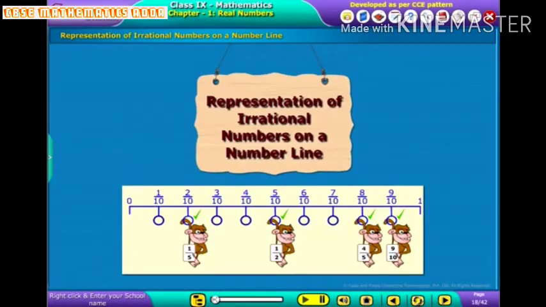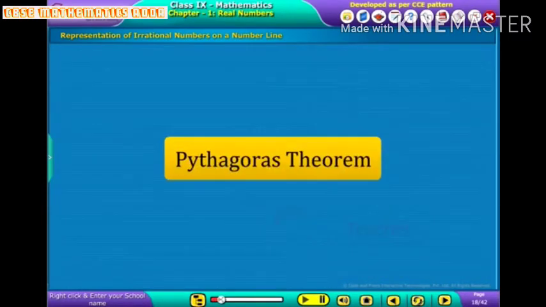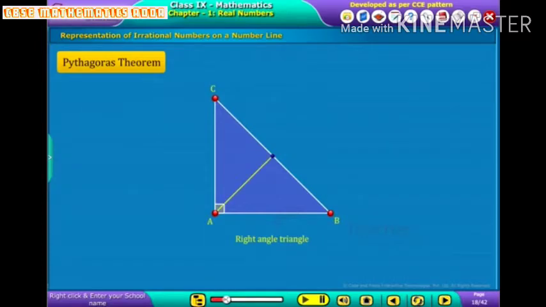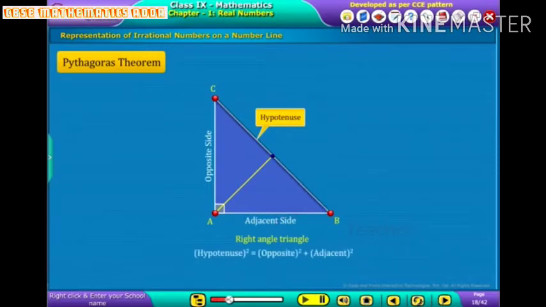Now, let us learn how to represent irrational numbers on a number line. Before going to learn the representation of irrational numbers on a number line, we need to know about Pythagoras Theorem. The Pythagoras Theorem states that in a right-angled triangle ABC, the line opposite to the right angle is the hypotenuse, and hypotenuse square is equal to the sum of the squares of the other two sides, as shown on screen.